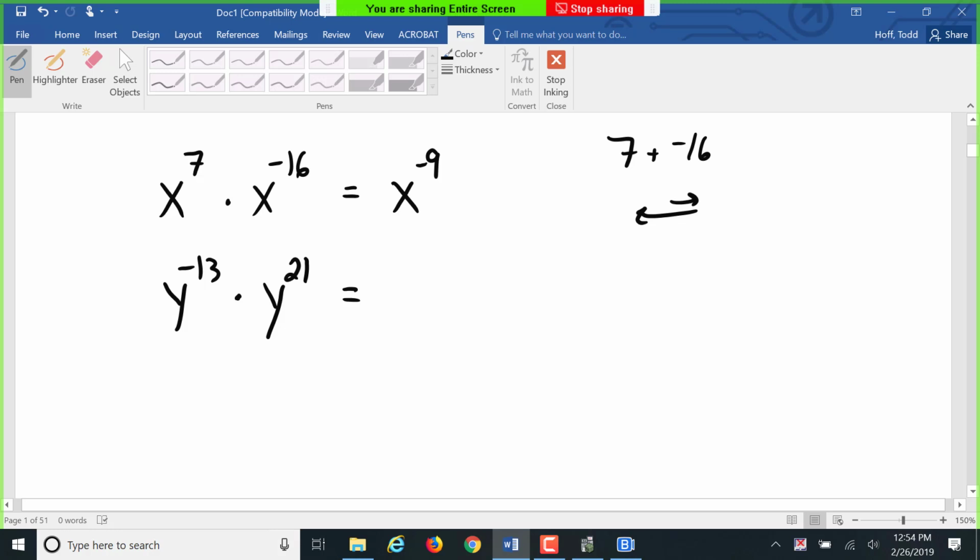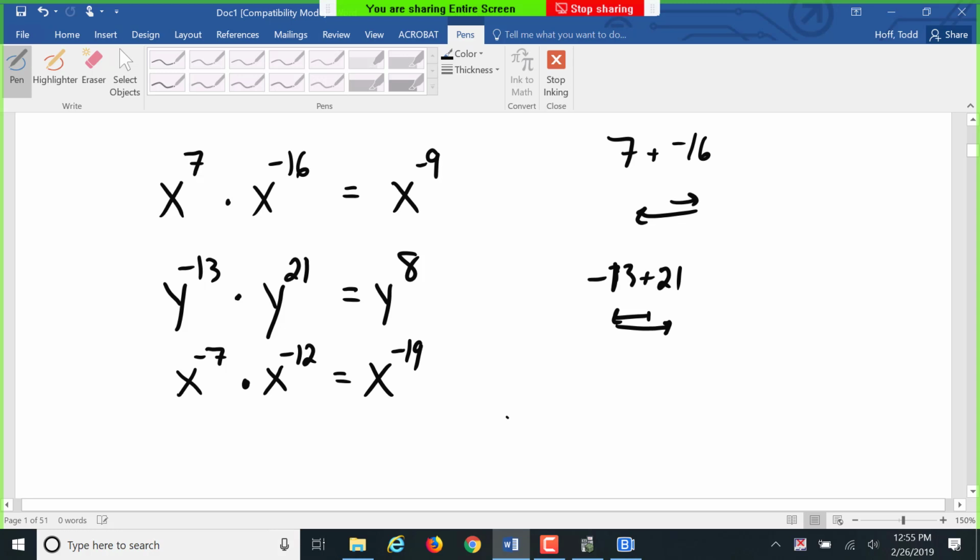Y to the negative 13th times y to the 21st. Y to the 8th. Good. Negative 13 plus 21, negative 13, positive 21, that is y to the 8th. X to the negative 7 times x to the negative 12. Perfect. X to the negative 19.